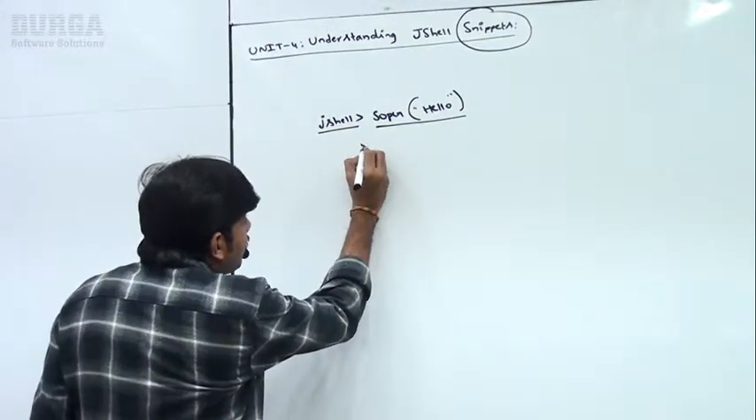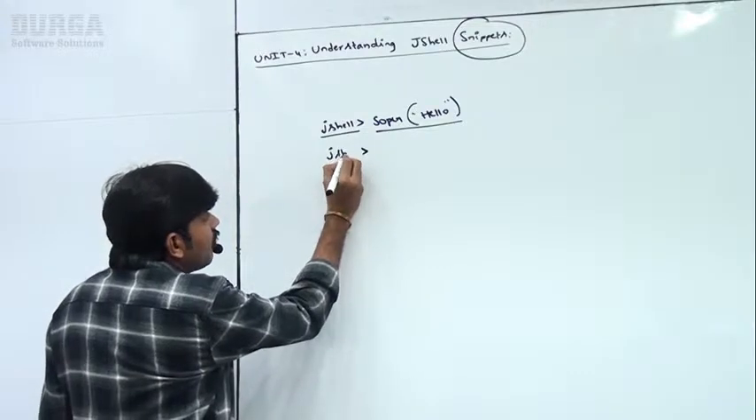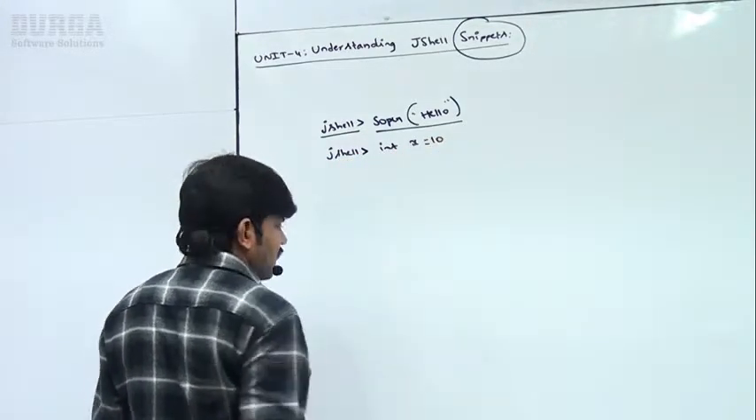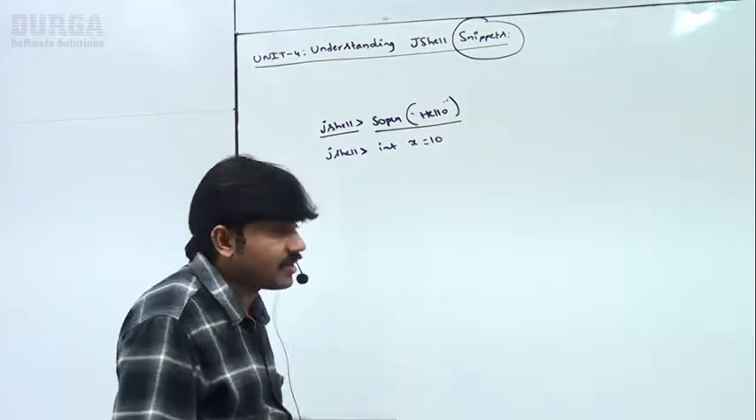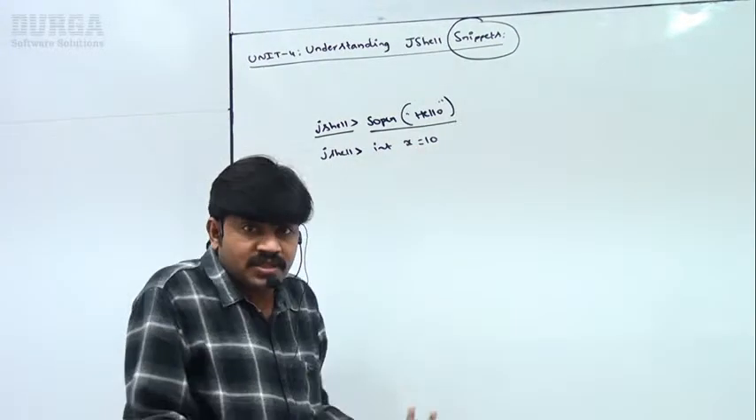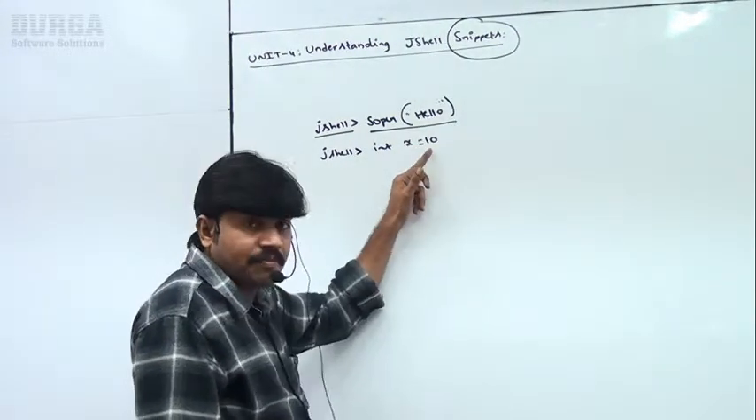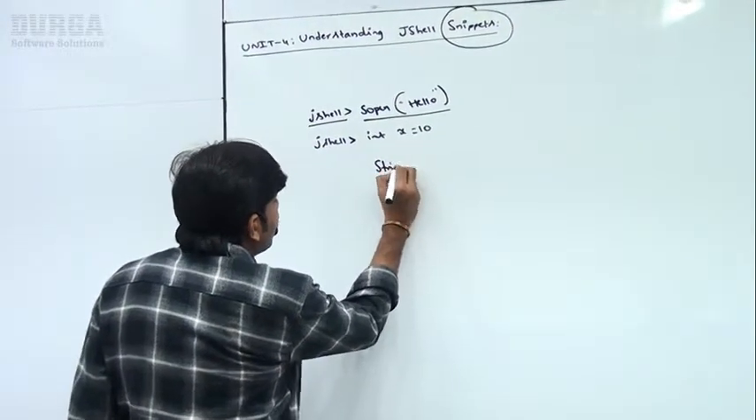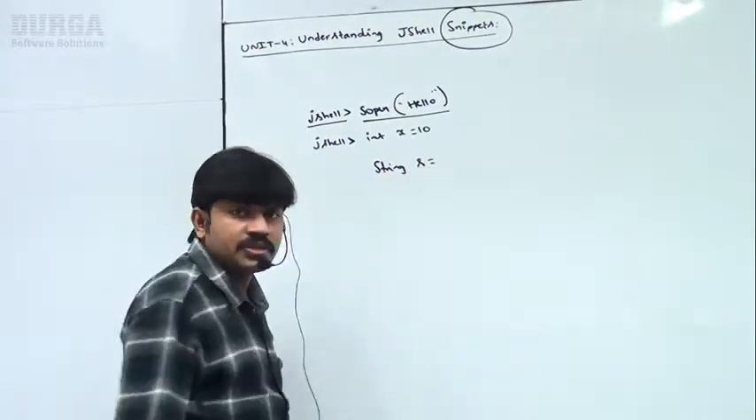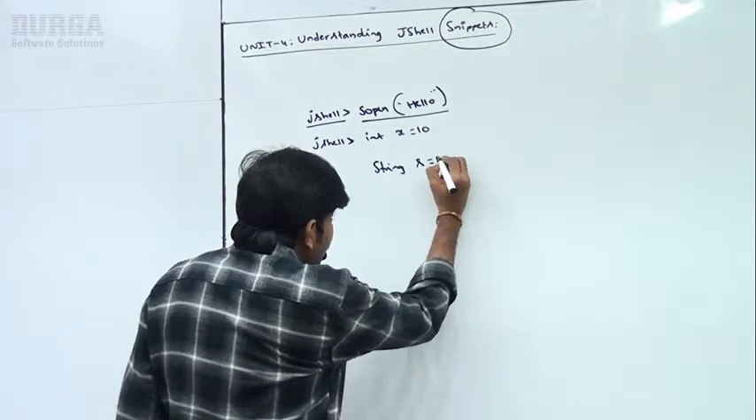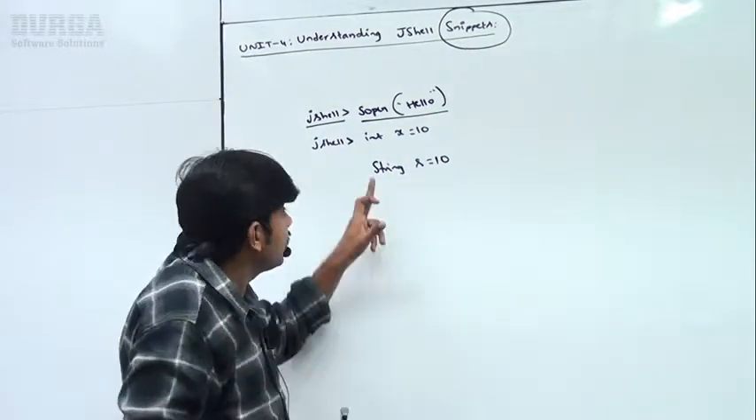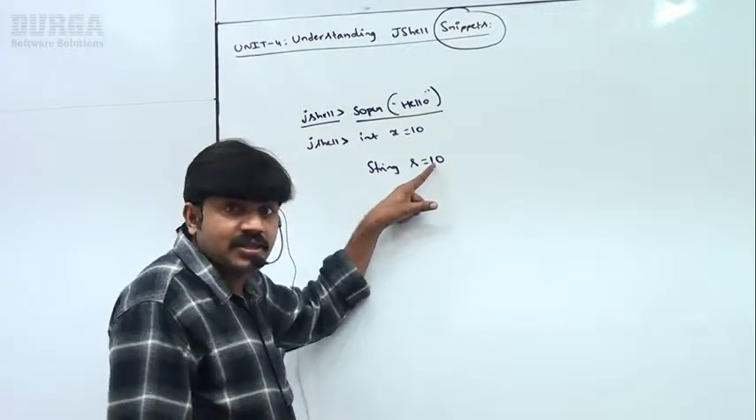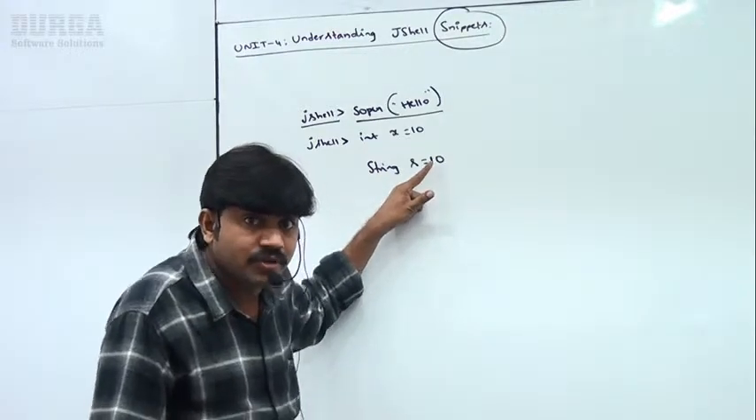Suppose from the same JShell console, I'm taking int x = 10. Are you getting? Int x = 10. So this one is another snippet. Are you getting that? This one is another snippet. Like that, if I take String s = 10, that itself is another snippet. Remember that. Then immediately you ask, sir, String s = 10 is invalid because 10 is an int value.